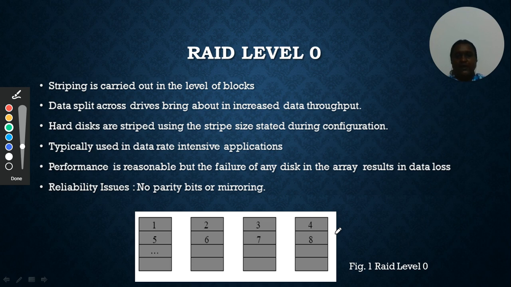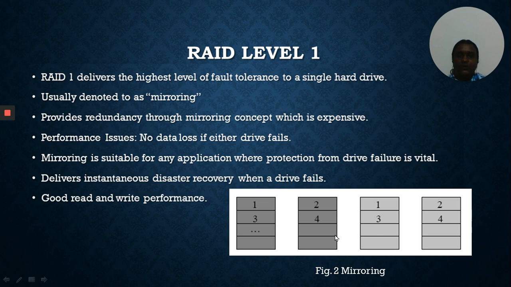The next thing is RAID level 1. RAID level 1 has the concept called mirroring. Mirroring provides redundancy where no data is lost, because the same data block will be available in this block also. For example, if this particular disk has failed, the data of blocks 1 and 3 can be retrieved from this particular device. That is called RAID level 1.